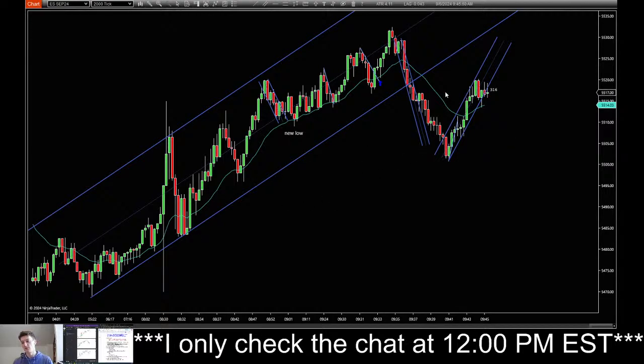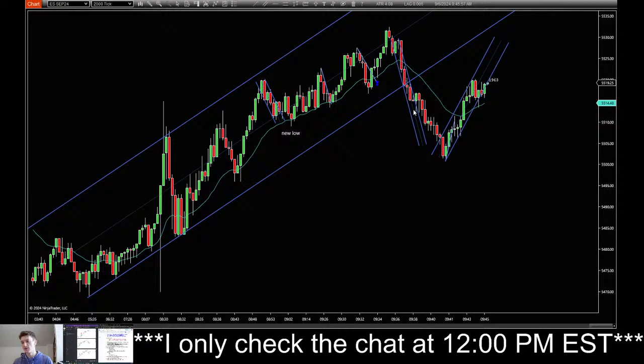I forgot Thomas says to draw trend lines with the trend wide and draw them against the trend tight. So in this case I had this one too wide here, and then I had this one too tight here.